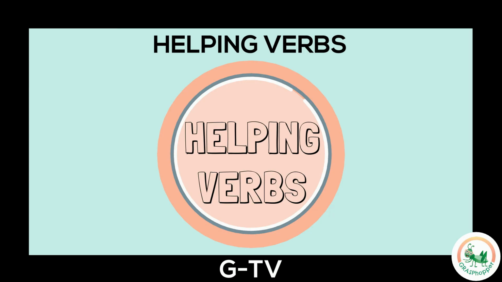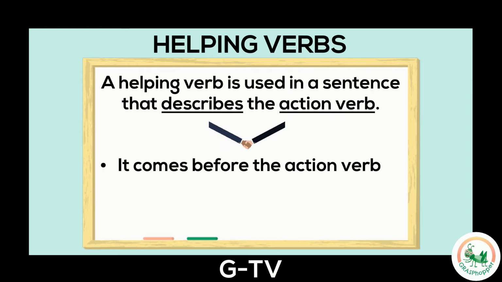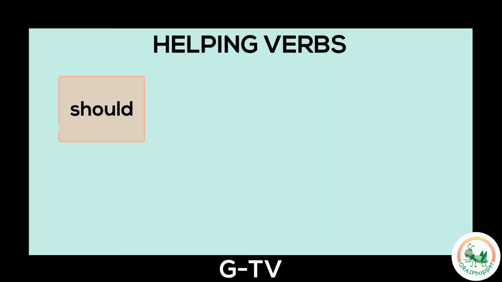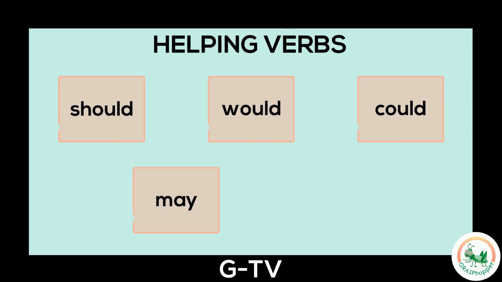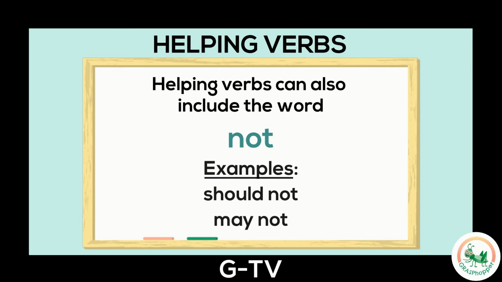A final type of verb is helping verbs. A helping verb is used in a sentence that describes the action verb. It comes before the action verb to give it more information about the doing part of the sentence. Some helping verbs are should, would, could, may, and might. Helping verbs can also include the describing word not, like should not or may not.